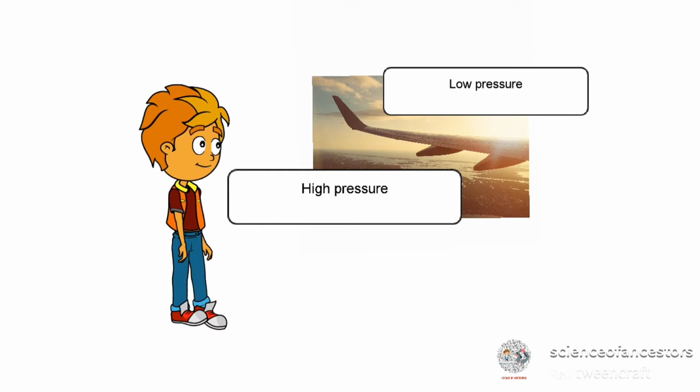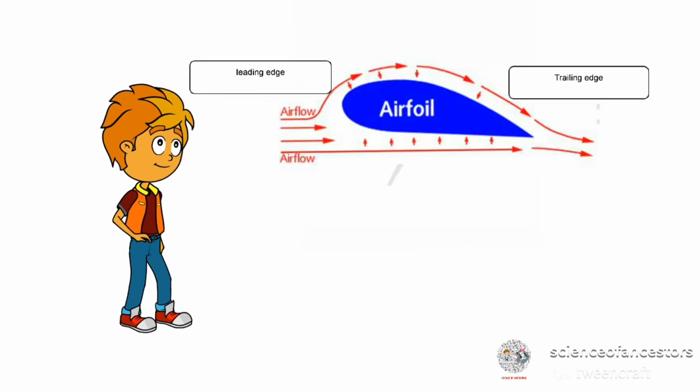This is due to the formation of a pressure difference. The upper surface of the wing will experience lower pressure than the lower surface of the wing. Why is this happening? It is because of this shape. It is the cross section of the wing called an aerofoil. Look at this shape. It is a streamlined shape.